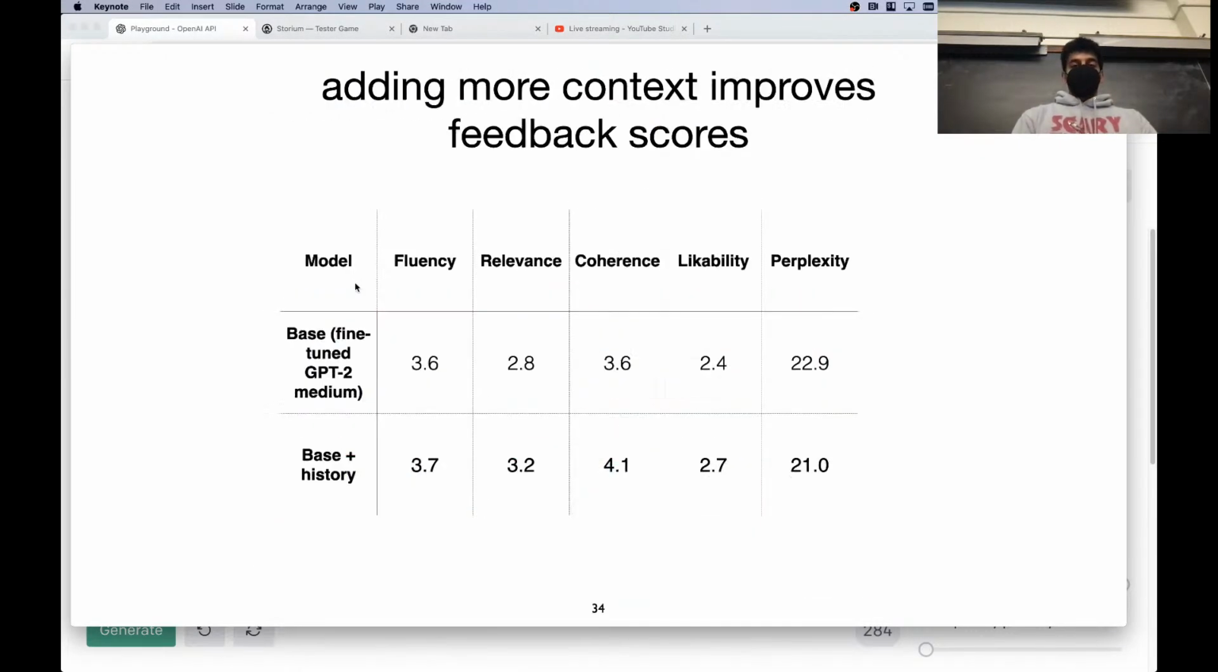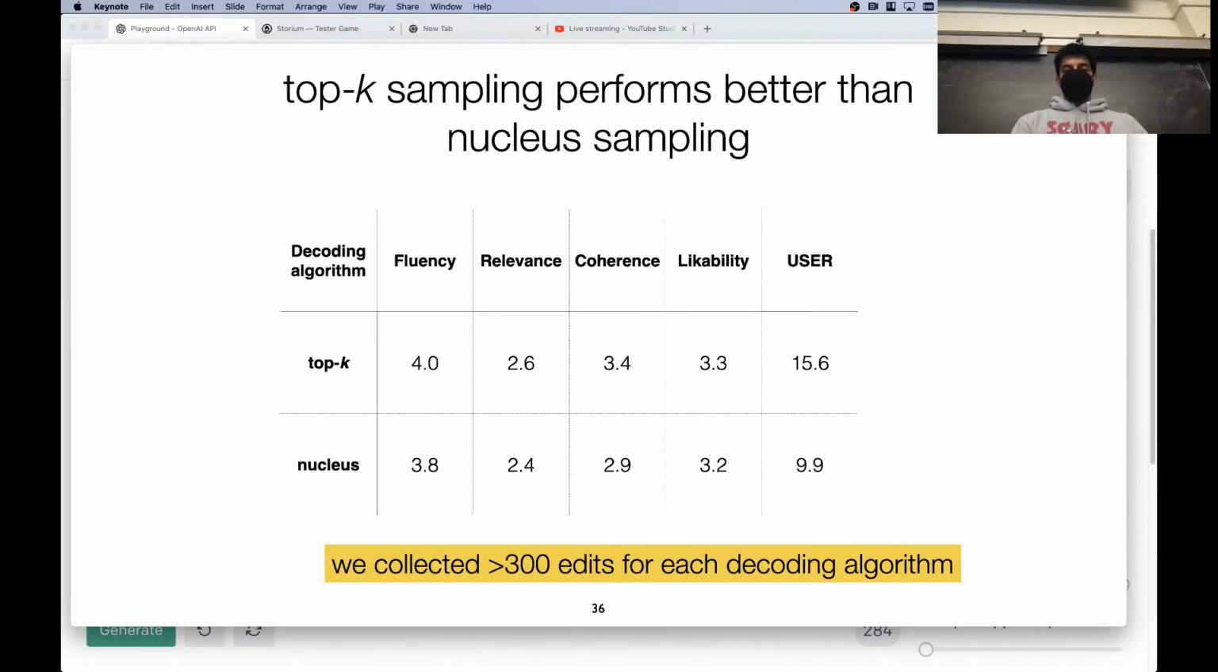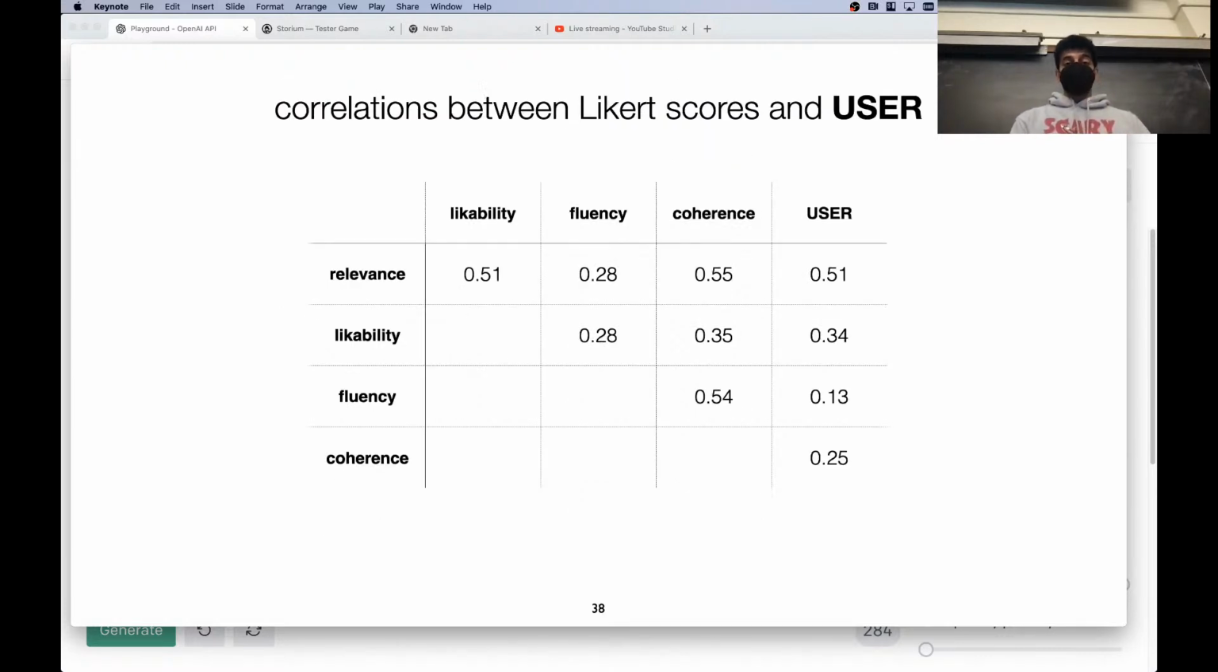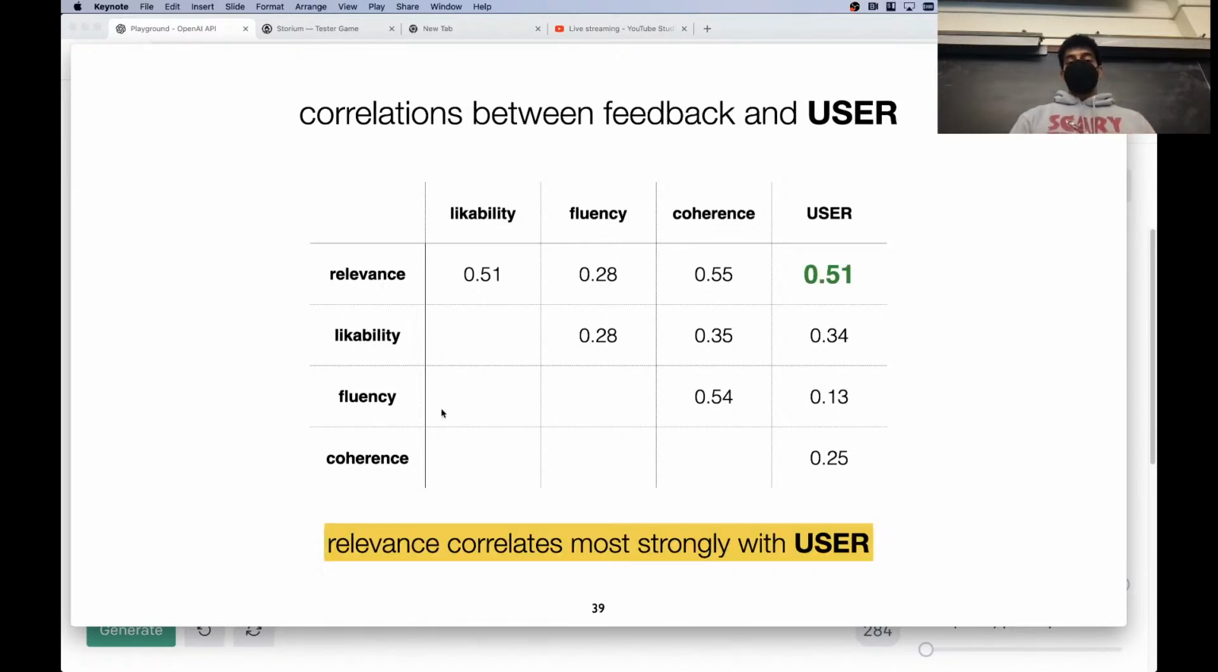All right, anyway, so basically we first of all found that top K sampling in this setting was significantly better than nucleus sampling. It's hard to say why that is. It probably is data set specific. But more interestingly, when we looked at what properties of the generated text were most likely to lead the user to copying text from the generated story, the most important by far was relevance.